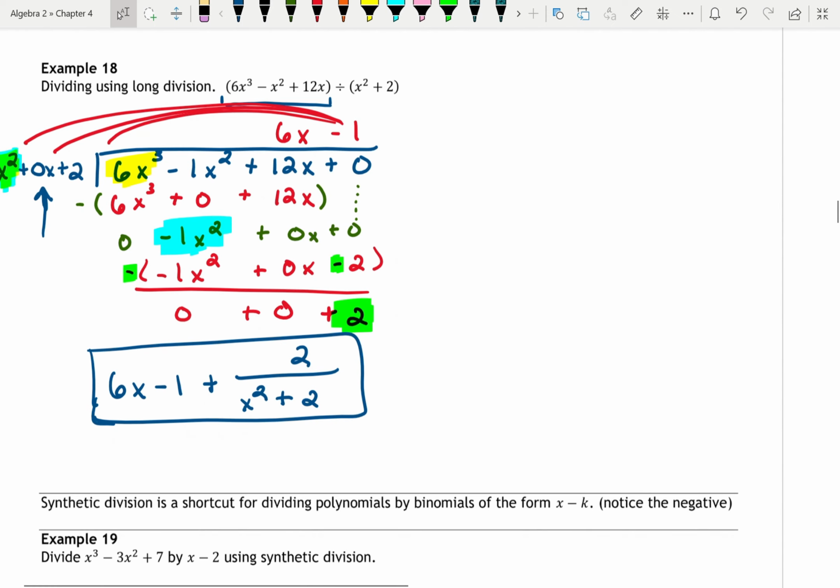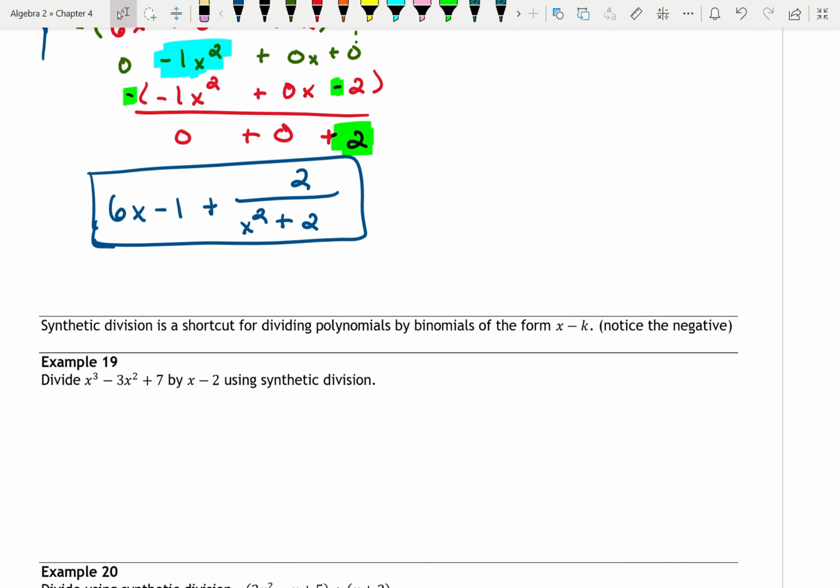Synthetic division is a shortcut to long division. And synthetic division doesn't make quite as much sense why it works so quickly. So I'm going to show you the pattern for it, but it's sometimes difficult to follow along or to understand. So I just want that to be known.